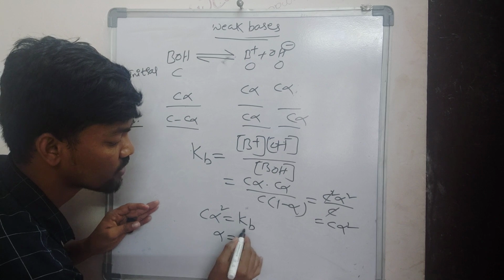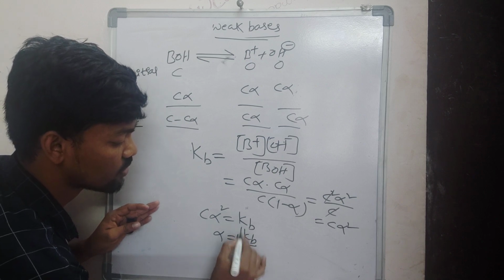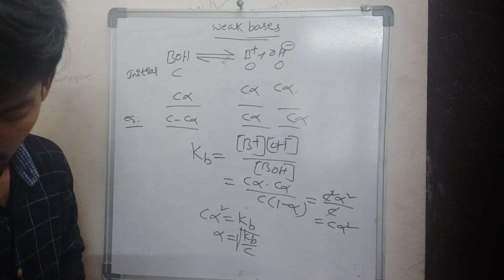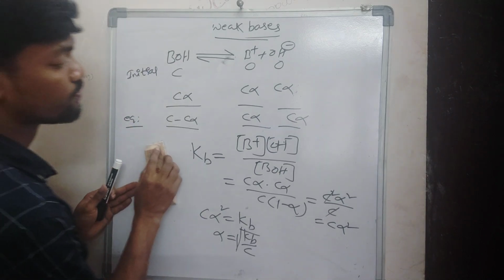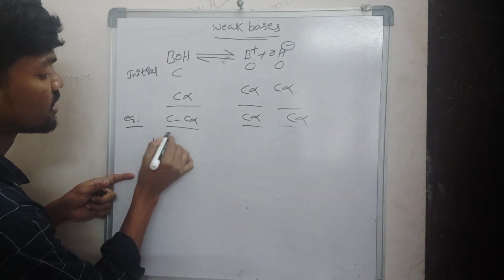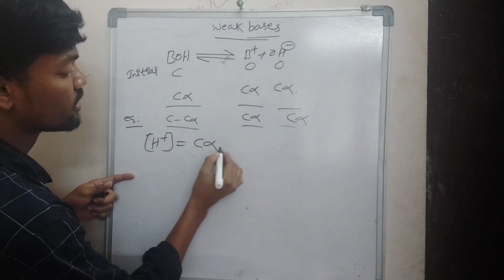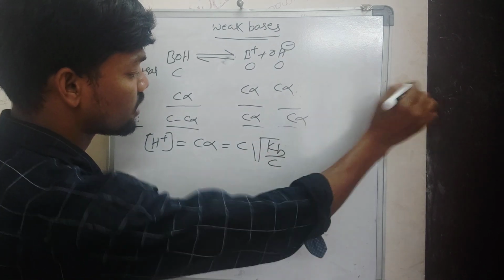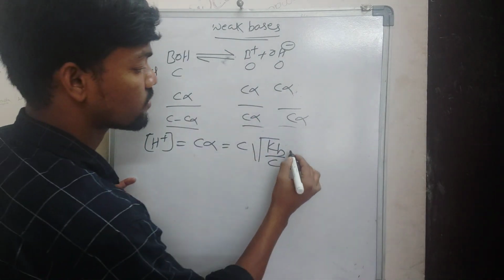Alpha value, how much? Alpha is the square root of Kb by C. Understand? This is for the alpha value. Now, if you want the H plus concentration at equilibrium from this, C alpha is there. How can you find it out? Alpha value is the square root of Kb by C.